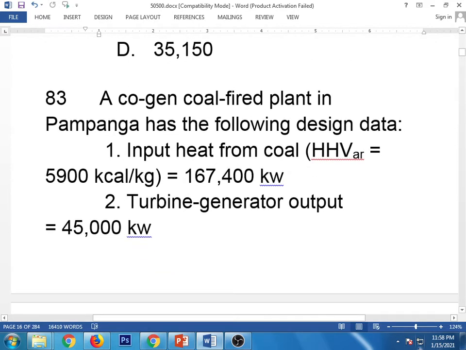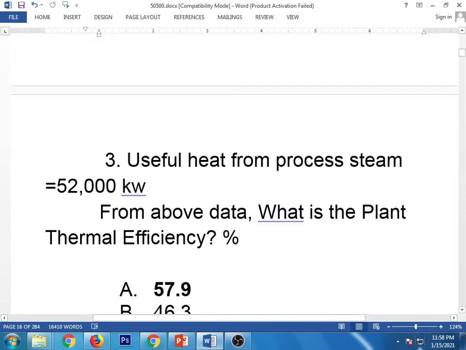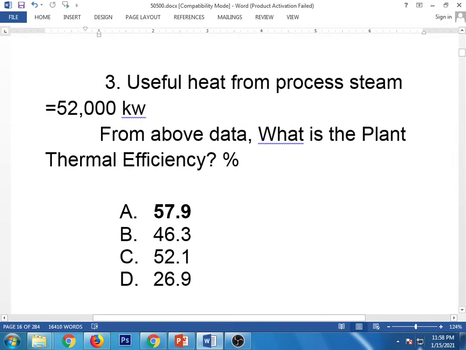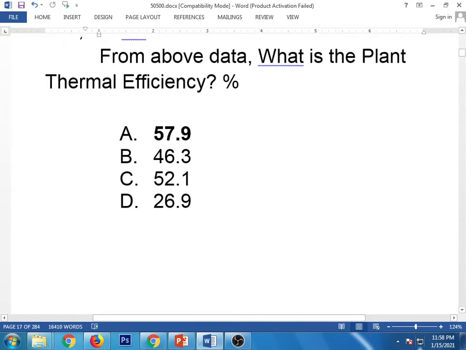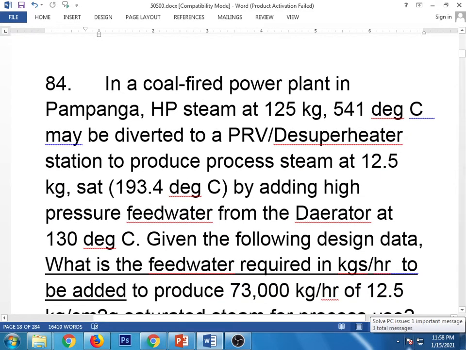A cogen coal-fired plant in Pampanga has the following design data. 1. Input heat from coal, HHV as received, equal to 5,900 kilocalorie per kg, equal to 1,667,400 kilowatt. Turbine generator output is equal to 45,000 kilowatt. Useful heat from the process steam is 52,000 kilowatt. From the above data, what is the plant thermal efficiency, in percent? Answer: 57.9%.